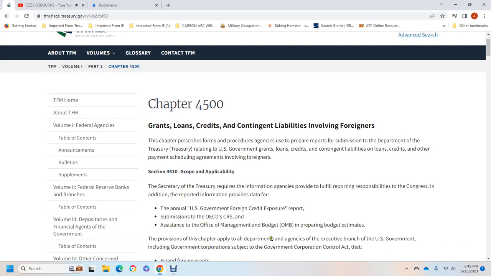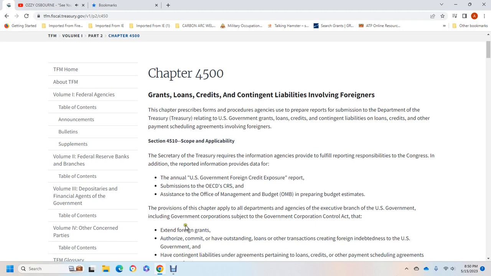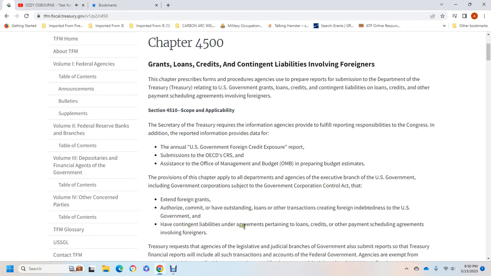The provisions of this chapter apply to each department and agency of the executive branch of the U.S. government, including government corporations subject to the Government Corporation Act, that issue foreign grants, make loans, or enter other transactions creating foreign indebtedness to the U.S. government, with contingent liability under agreements pertaining to loans and credits or other payment schedule agreements.